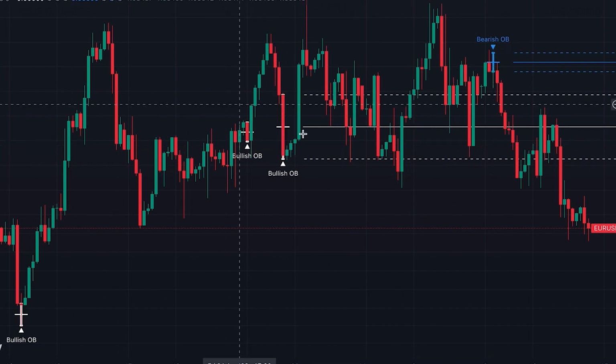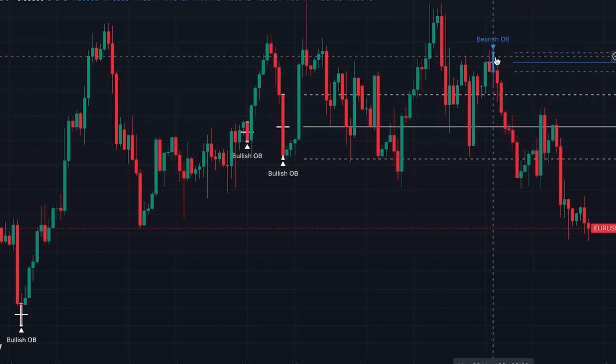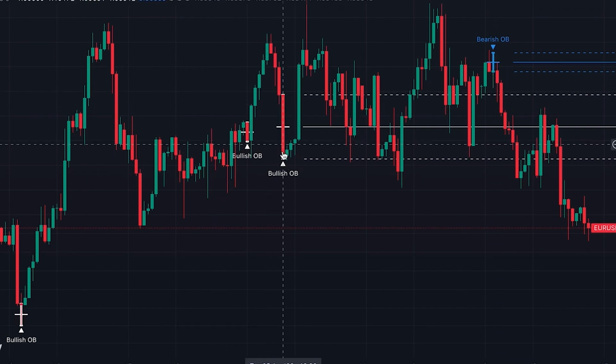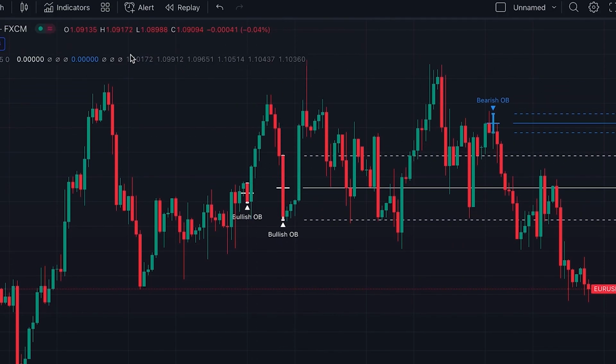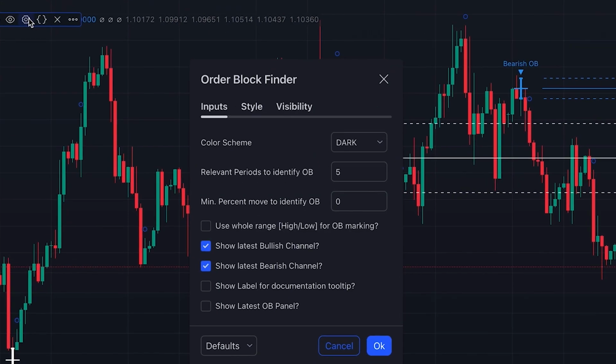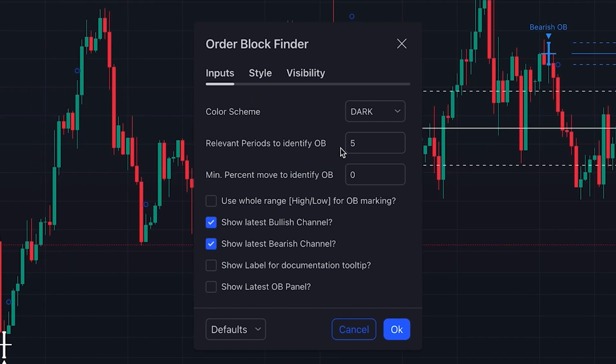detected in real time. A bearish order block is the last green candle before we have the required amount of following red candles, and a bullish order block is the last red candle before having the required amount of green candles, and this required length of following candles is set at 5 by default. Here, relevant periods to identify order block. So what does this mean? This means an order block is identified after 5 candles have formed.